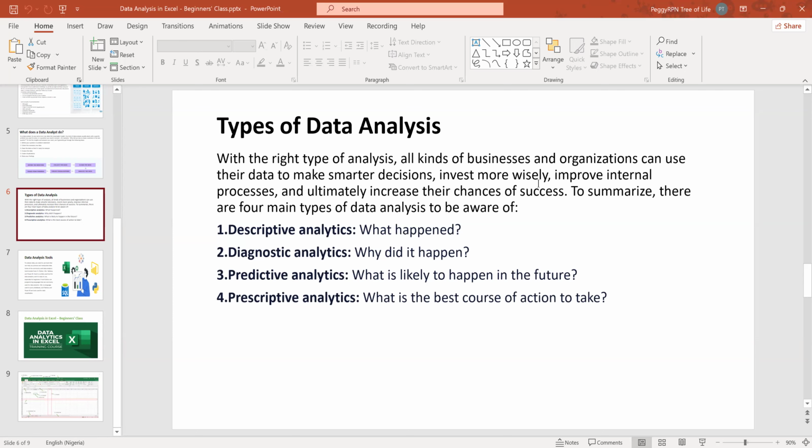All right, so it is the data analysts that actually gather this raw data and organize it in a way that can be understood, and then create what we call a dashboard or a report, which we'll do at the end. So with the right type of analysis, all kinds of businesses and organizations can use their data to make smarter decisions, not guesses, invest more wisely, improve internal processes, and ultimately increase their chance of success. No business likes to make losses, definitely none.